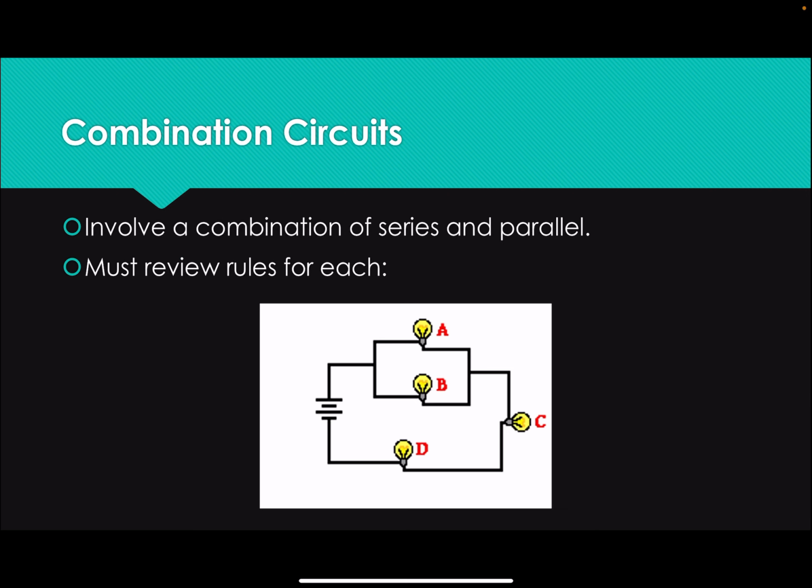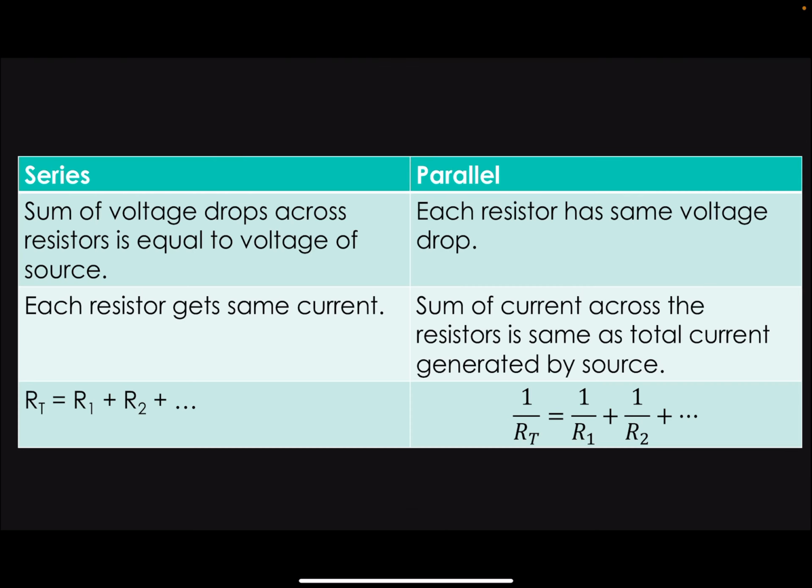So we need to review the rules for each, and hopefully you remember these rules from last time. For series, the sum of the voltages is equal to the voltage source. All resistors get the same current, and then if we want to find the equivalent resistance, we just add up all the resistances of the circuit.